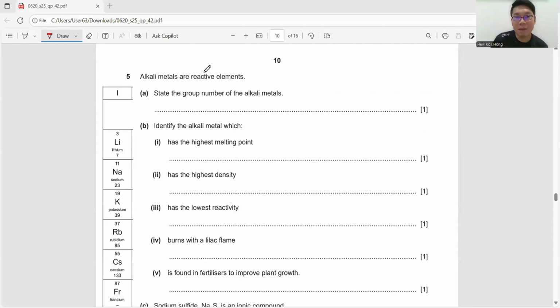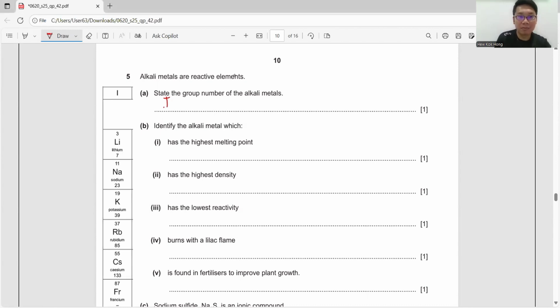Question 5. Alkaline metals are reactive metals. State the group number of alkaline metals: group 1. Identify the alkaline metal which has the highest melting point, which means the strongest metallic bond. Strongest metallic bond has the closest nucleus to the electron, so of course it's lithium.